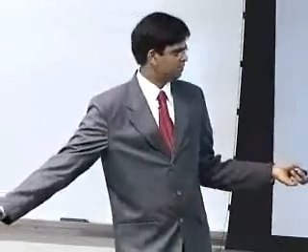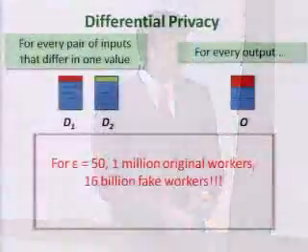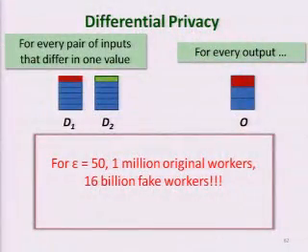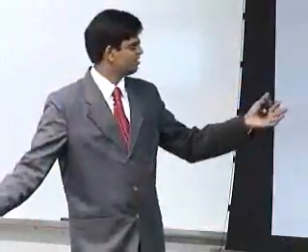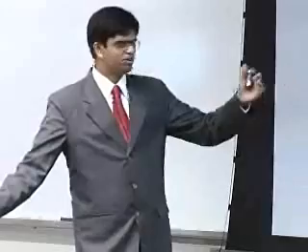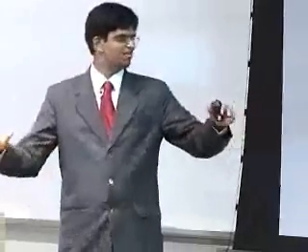Okay. So now we use this condition. However, we found that under differential privacy, when we actually did the math and derived the amount of noise that is required, even for small values of epsilon, the amount of noise required was really large. In fact, for epsilon equal to 50, when you had 1 million original workers, we needed 16 billion fake workers on the map, and that totally drowned out the signal.